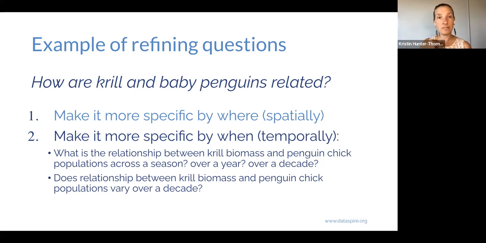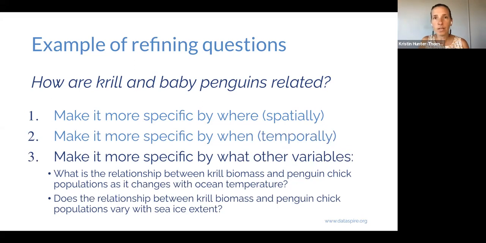What matters is that it's relevant to us, that we're interested in that time frame, and that we specify it. Because now we've gone from looking at krill biomass and penguin chick population for all of eternity to, okay, this is a manageable amount of data that I can go find to ask my question. Or, does the relationship between krill biomass and penguin chick population vary over a decade? Again, we've got it bounded in time.